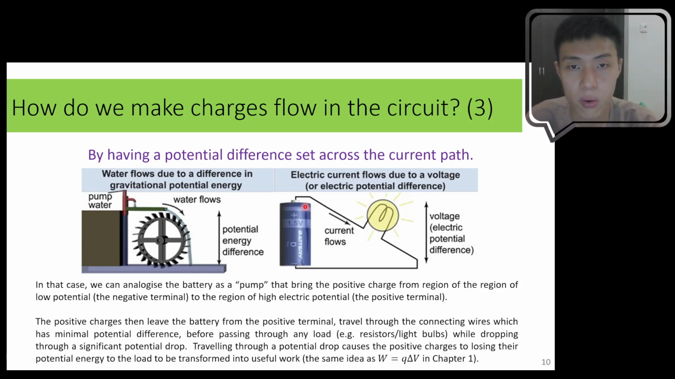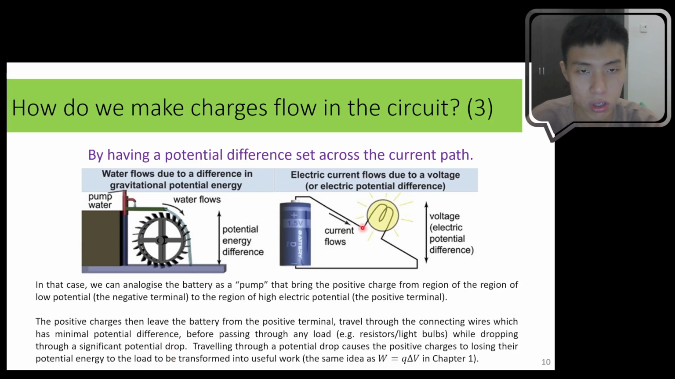Okay, so connecting wires are not supposed to consume any energy, idealistically, but when it passes through any electrical component, then it might take up the energy from the charges. So it travels through the connecting wires with minimal potential difference, therefore there's no energy loss before passing through any load. So the load over here is a light bulb, while dropping through a significant potential drop. So just now it's a potential gain, right now it's a potential drop.